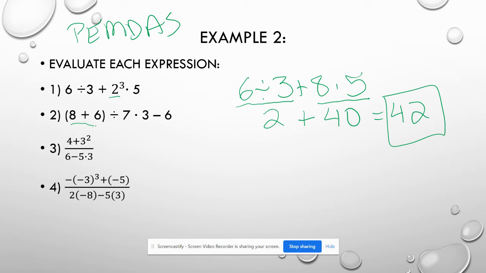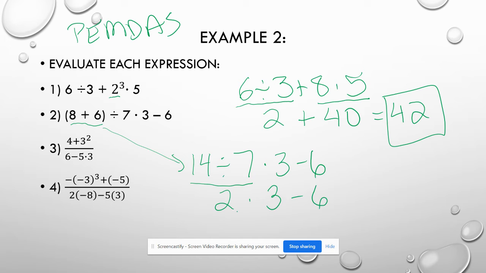Number 2, grouping symbols first. So inside the parentheses, we have 8 plus 6. 8 plus 6 is 14. Then working left to right with multiplying and dividing, we start with 14 divided by 7, which is 2. Then the multiplying of 2 times 3, which is 6. And 6 minus 6 is 0.